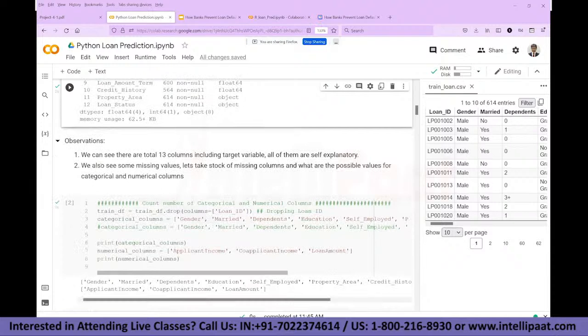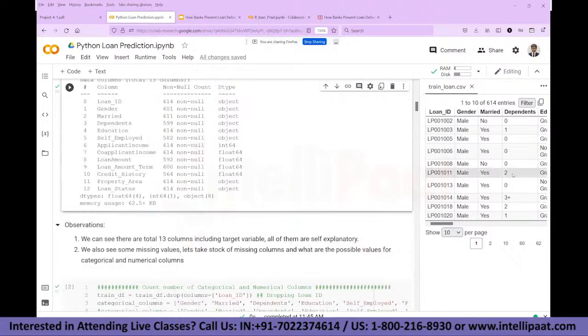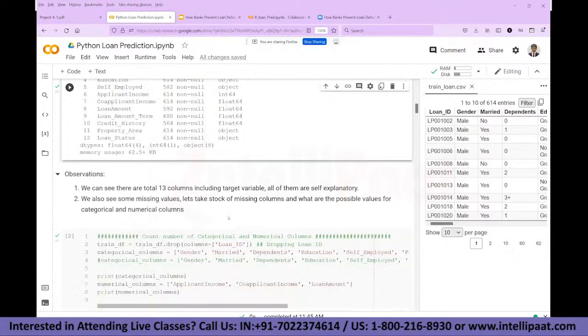So what we also see is missing values. Let's take stock of missing values and the possible values of the categories. We need to find out if there are missing values, because if there are, they can't be taken as input to our algorithm. So you need to remove those columns or those rows which have missing values, and we need to identify where the missing values are. And we also need to find out which of them are categorical or numerical columns.